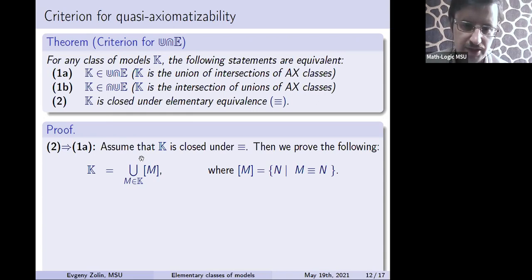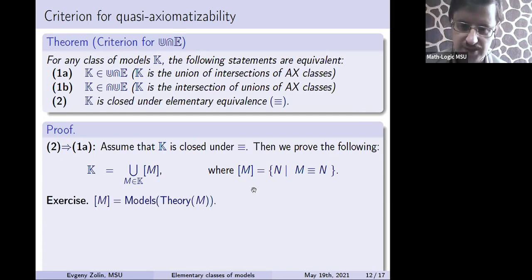By definition, this union of intersections means that K is the union of some axiomatizable classes. And we claim that this representation is the following. The class K is the union of the classes [M], over M in K. What is M in square brackets? It is the equivalence class for this equivalence relation: all models that have the same theory as our model, the same set of true formulas.